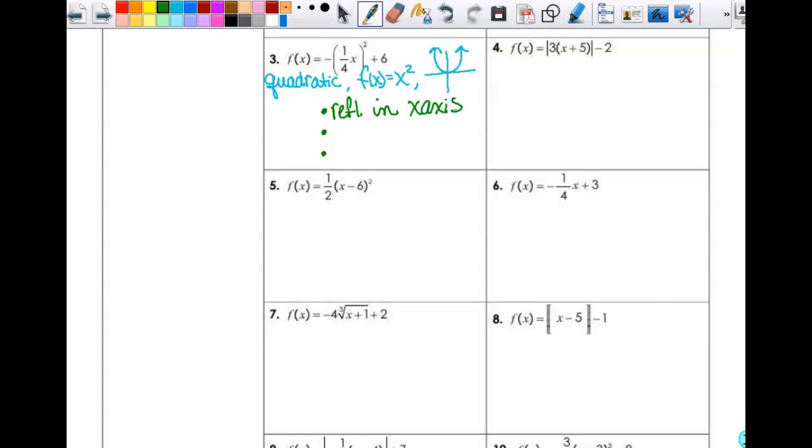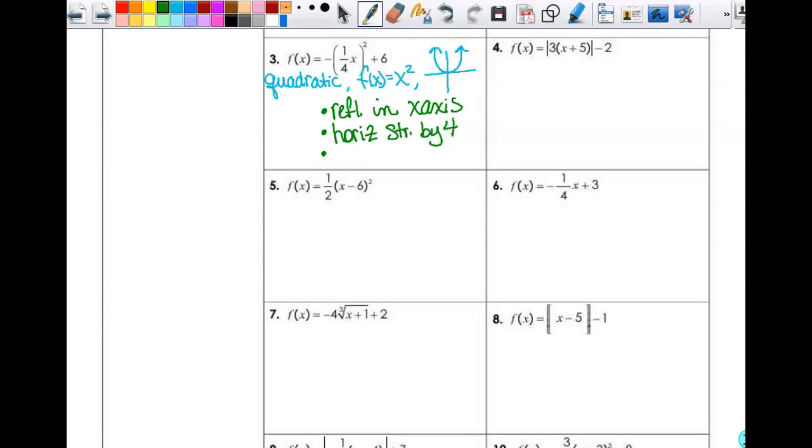All right, so that 1/4. It's being multiplied, so it's a stretch or a compression. Is it inside or outside? Inside. So it affects what? X. And x is a liar. All right, so it looks like it should shrink by 1/4. But instead we use the reciprocal, which is 4, which makes it a horizontal what? Stretch. So this is a horizontal stretch by 4.